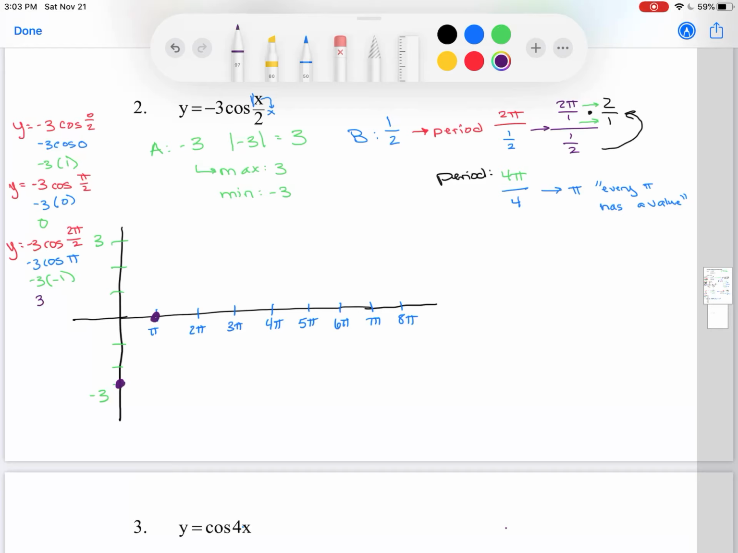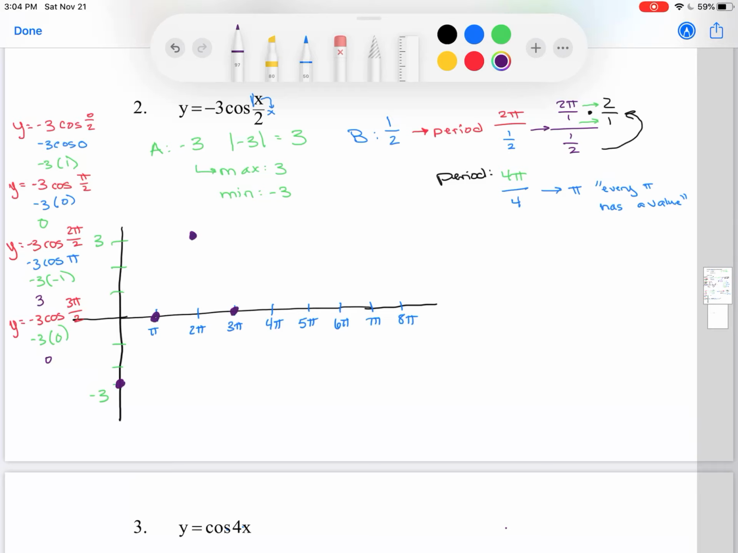Plug in a 2 pi next. Don't forget the original 2, it's down below. That's really asking, well, what is cosine at pi? Well, cosine at pi is -1 with that -3 out front, so I'm finding that my y is now going to be a +3. Put a point.